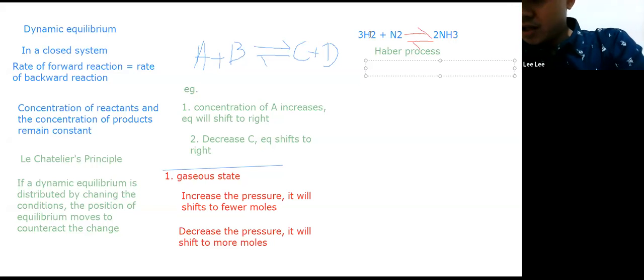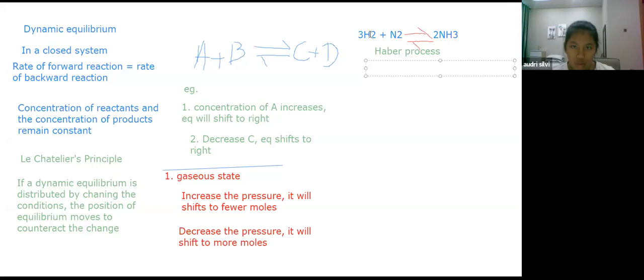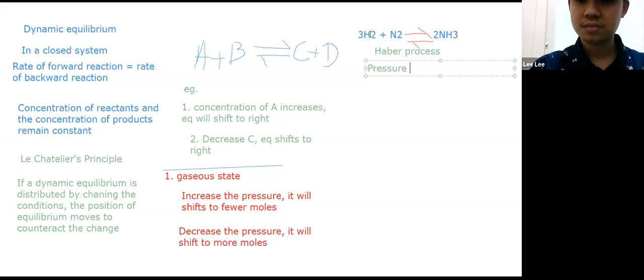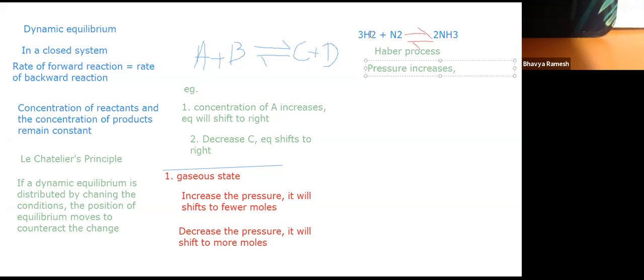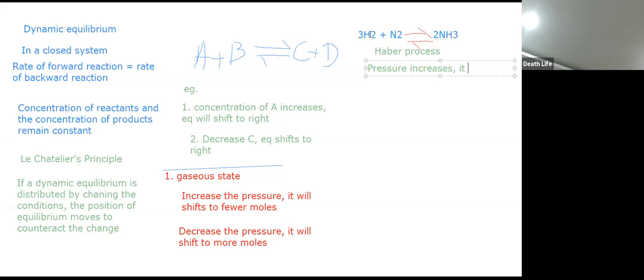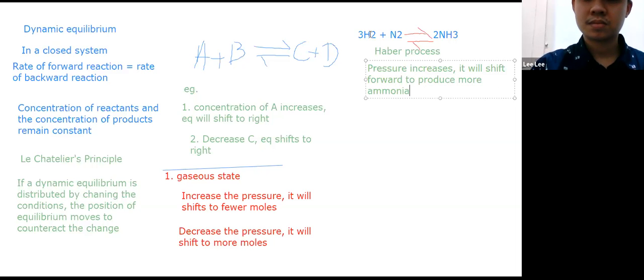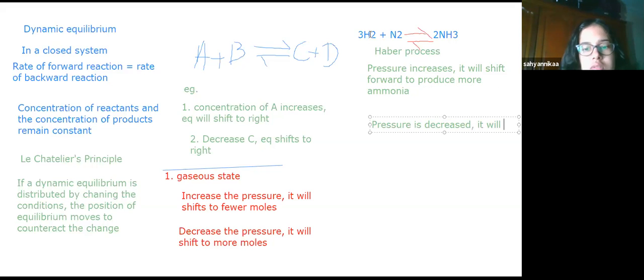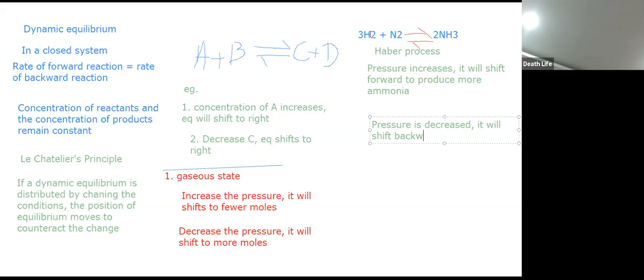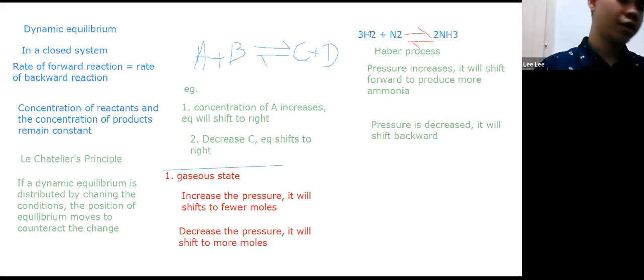How many moles do you have at the left hand side? 4. Right hand side? 2. Okay, so if I increase the pressure, it shifts to fewer moles. Where's the fewer moles? Right. Forward, right? To produce more ammonia. So if the pressure is decreased, it will shift to more moles. Anyone wanted to ask questions until here?